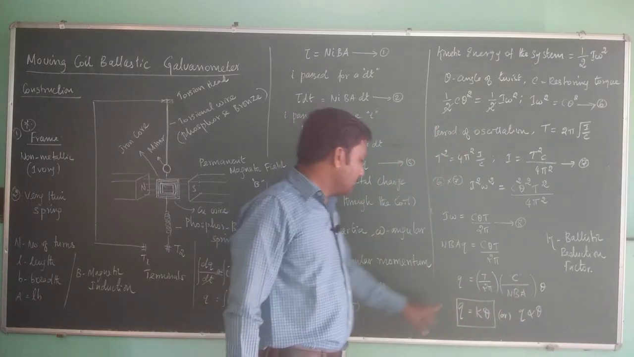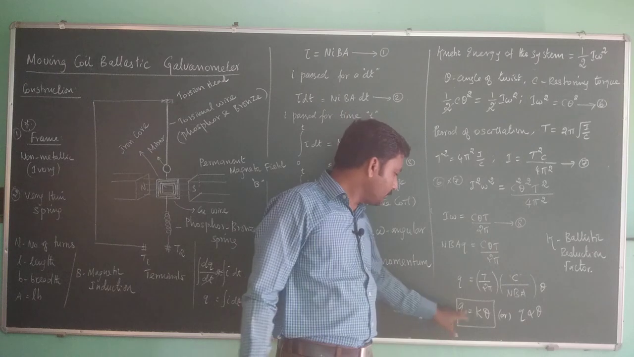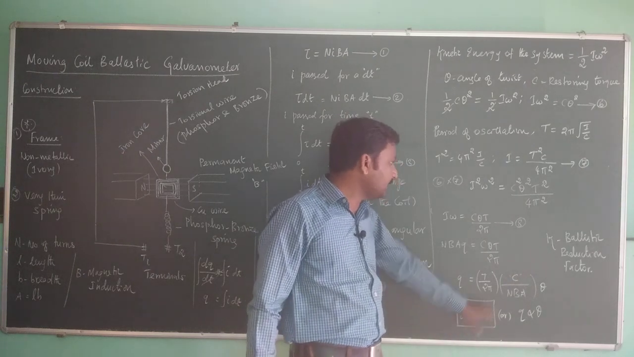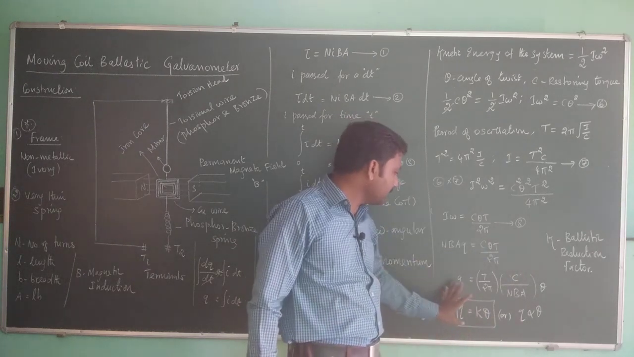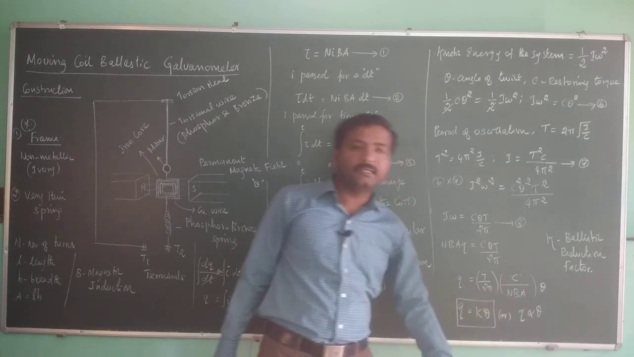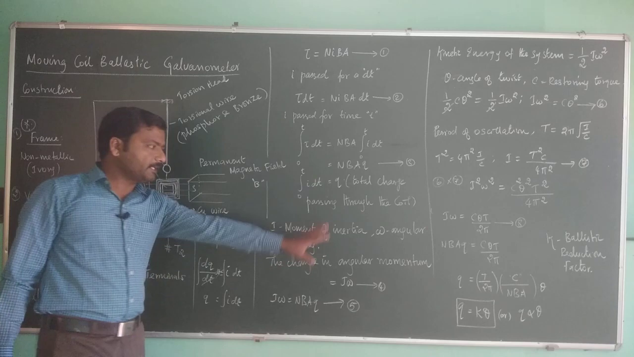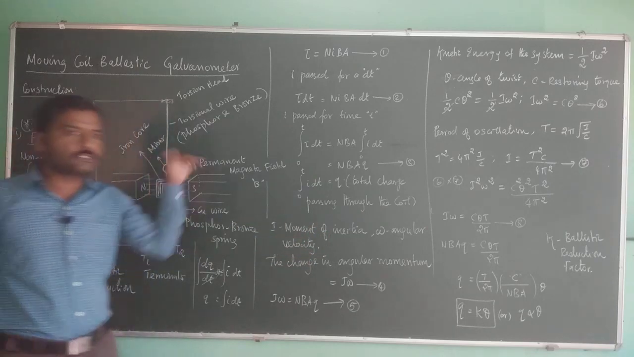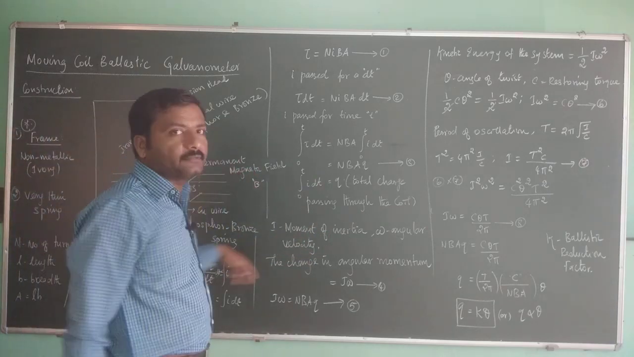But now we have obtained an expression for Q, that is capital K theta, where K is the ballistic reduction factor. Here we have the expression for K as T by 2 pi times C by NBA. Here we are able to measure the total charge passed through it.